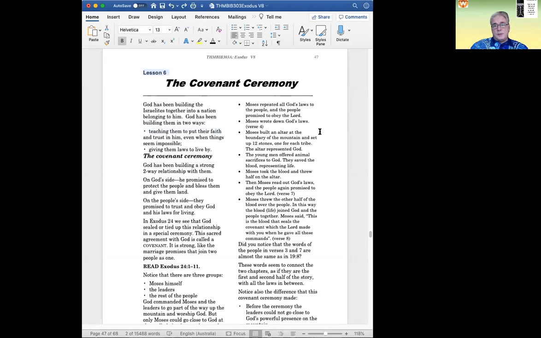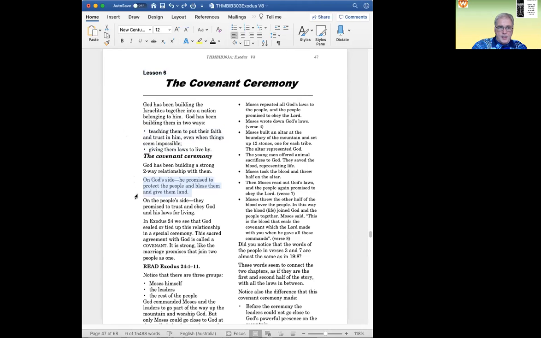As we saw in the last lesson, God was building the Israelites together into a nation that belonged to him. He'd been teaching them in two ways: teaching them to put their faith and trust in him, even when things seemed impossible, and giving them laws to live by. When we come to this part in Exodus 24, God's been building a strong two-way relationship with the people.